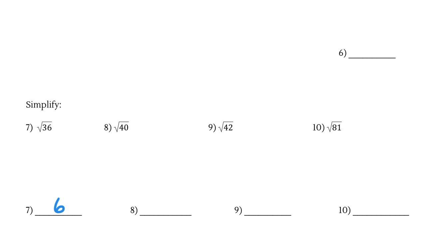For the next one, 40, if I look along the diagonal, it is not there. I see 36, and then I would see 49. 40 is not between there. So I know that I need to do my factor tree.